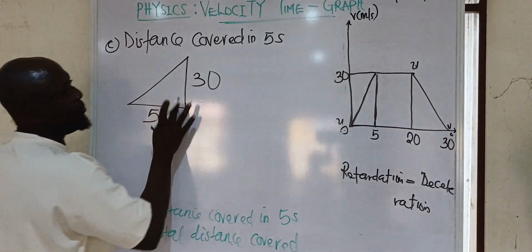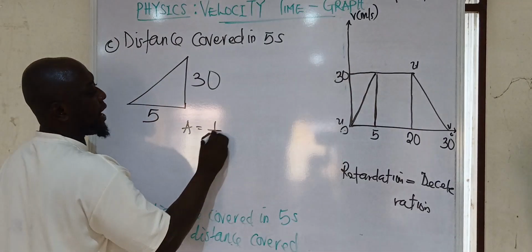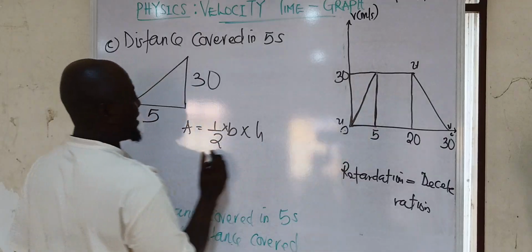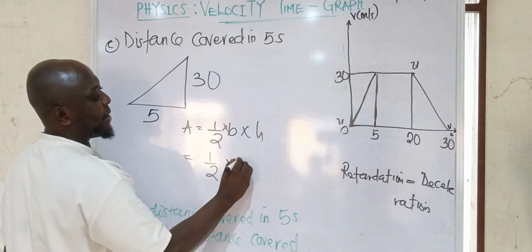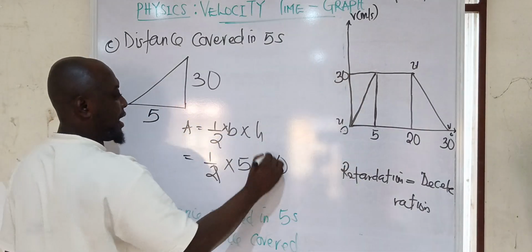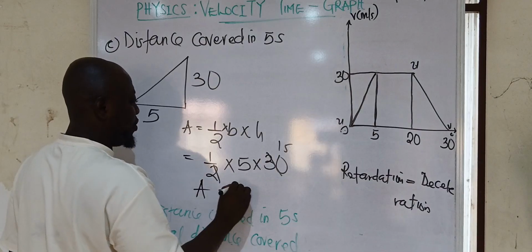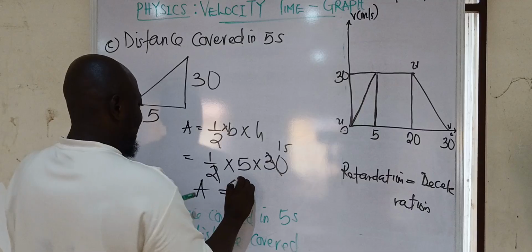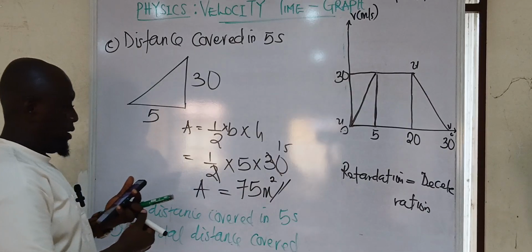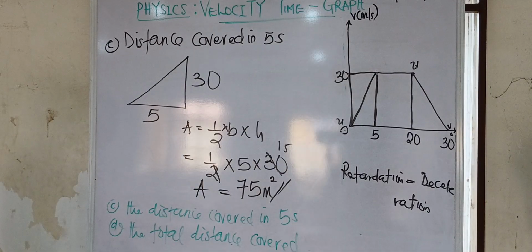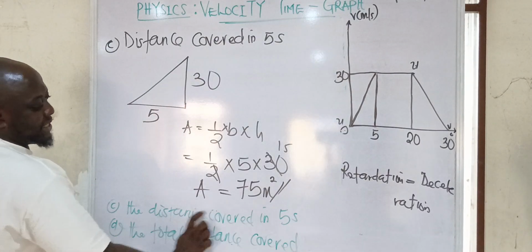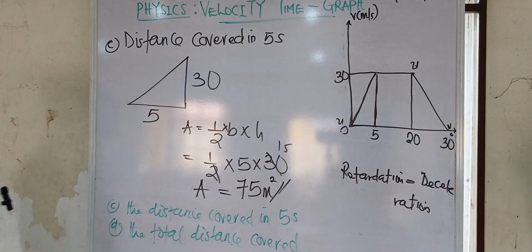So the distance covered is simply the area of this, which is half base times height. That's the distance covered for this diagram. So that becomes half times, what is my base? My base is 5, times the height. Either here or here is the height. So here becomes 30, and I can cancel this one to give me 15. So the area therefore becomes 15 times 5. That will give me 75 meter square. Area is meter square. This is how it is calculated. That's the C question, the distance covered in the first 5 seconds.